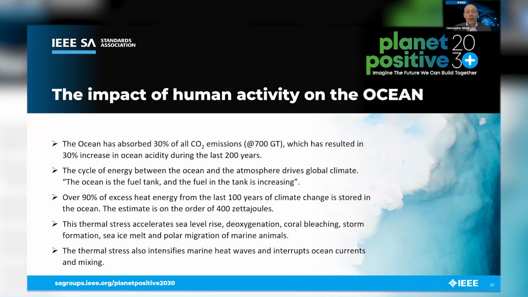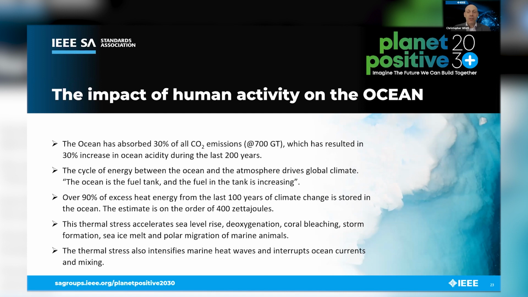We also probably are aware that the ocean has been an integral buffer to the climate system. It's absorbed about 30% of all excess human CO2 emissions to date, which is about 700 gigatons, which has led to a corresponding increase in ocean acidity, linked to all kinds of biodiversity implications. And the cycle of energy between the ocean and the Earth's atmosphere is what drives the global climate.